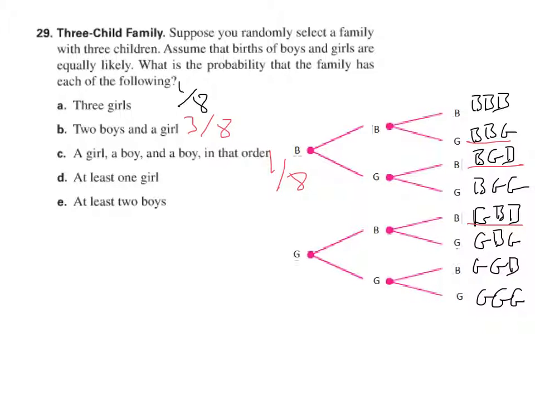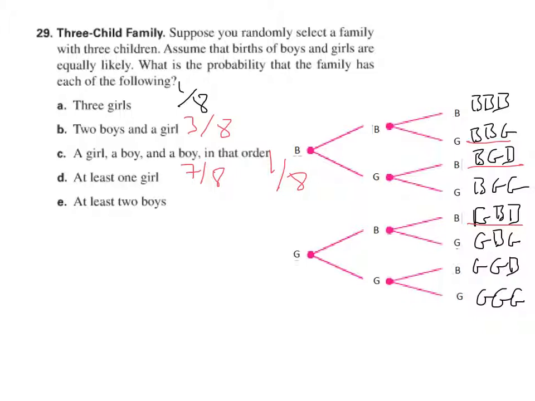At least one girl. Okay, so that means one or more. Well, let's look at the easy way to do this. There's only one outcome where there weren't any girls, and that tells me there are 7 of them where there was at least one girl in it. So that would be 7 out of 8. We're using the complement rule here to figure that out.